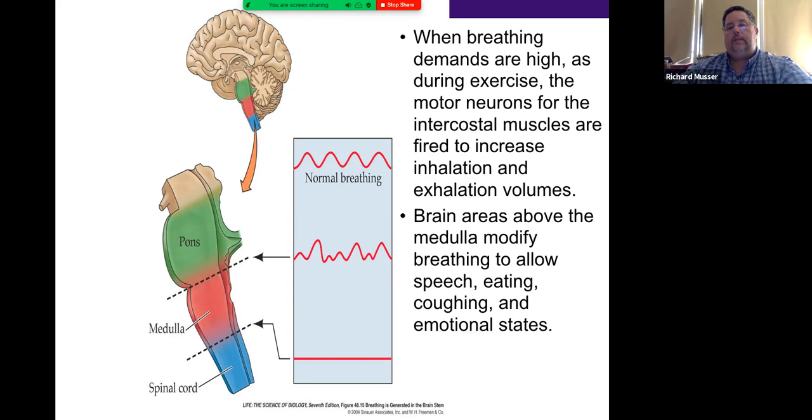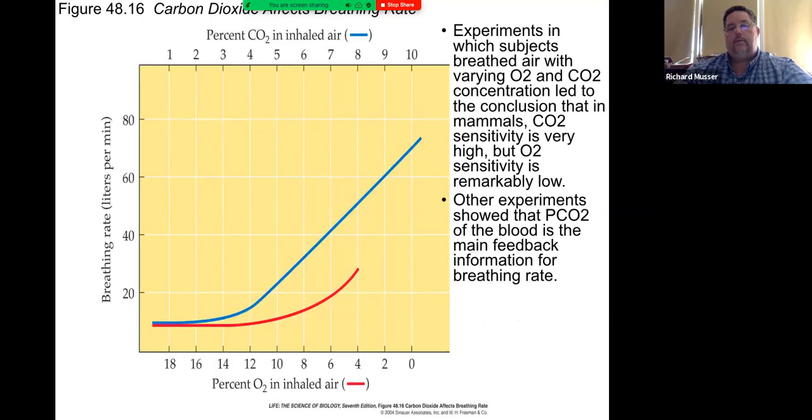When breathing is high, again, your intercostal muscles will contract and fire in addition to your diaphragm, increasing the chest cavity and helping bring air into your lungs. CO2, or carbon dioxide, actually is being monitored. So high levels of carbon dioxide in your blood actually increase your breathing rate more than low levels of oxygen. Coughing and all sorts of emotional states influence your breathing rate.